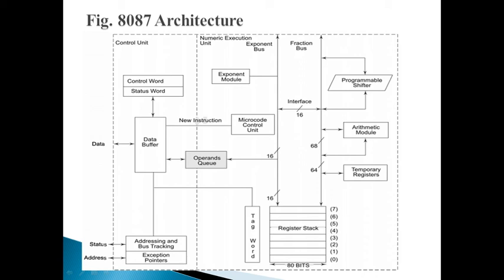The microcode control unit generates the control signals required for the execution of instructions. The 8087 contains a programmable shifter which is responsible for shifting the operands during the execution of instructions like multiplication and division. Instructions like FMUL and FDIV are used by the 8087. Next, a data bus interface connects the internal bus of the 8087 with the CPU system bus.